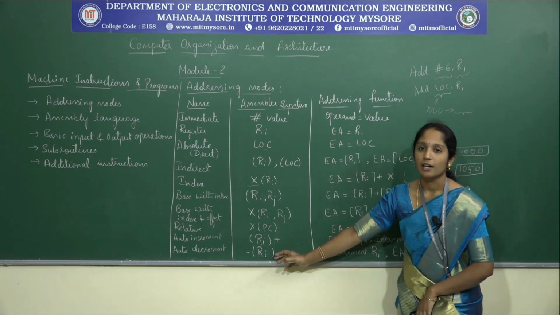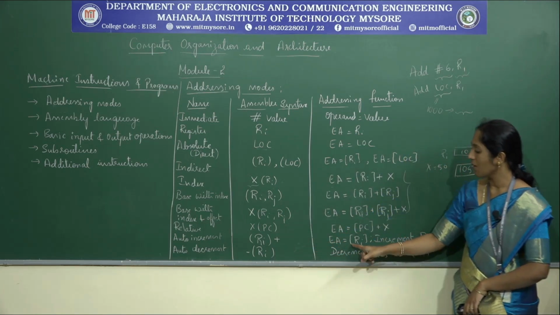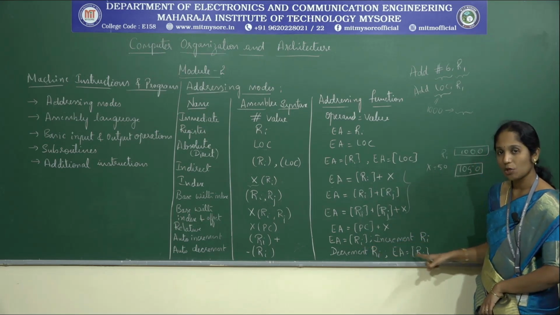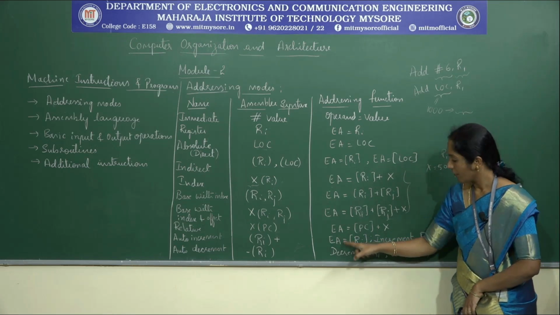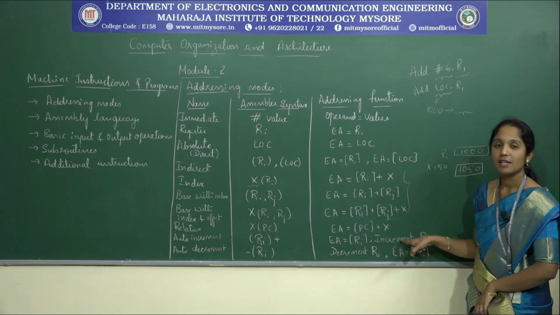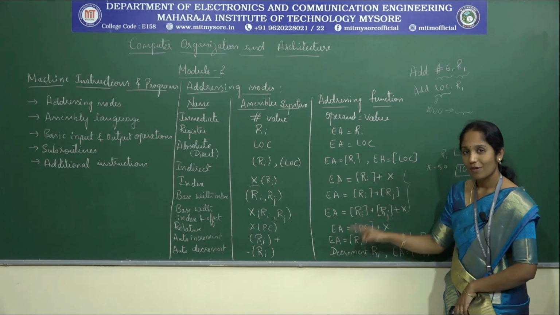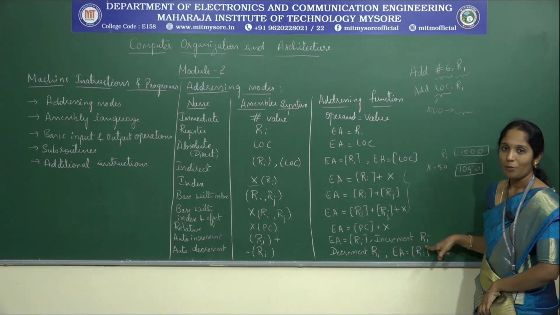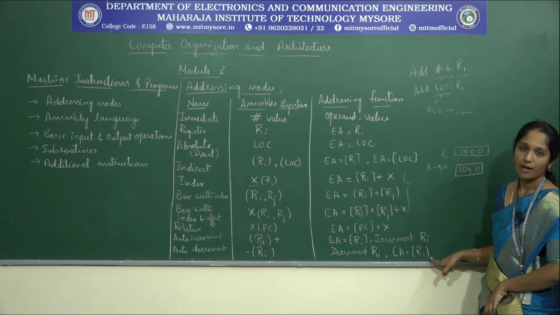Similarly we have auto decrement. Here the Ri contents will be decremented depending on the word length of the computer. In auto increment, effective address is equal to Ri, and after finding the effective address, Ri is incremented. But if you consider auto decrement, first the decrement will happen and then the effective address of the operand will be obtained as EA is equal to contents of Ri.